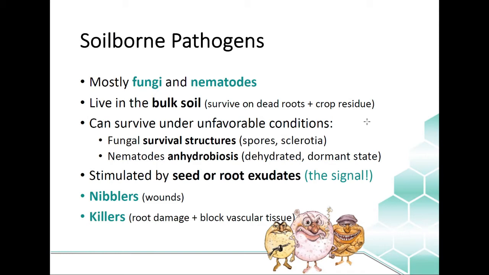And they also are stimulated by seed or root exudates, the same as the beneficial ones. So the root exudates are the signal that there's a food source. And then, as we discussed in the previous slides, you get two groups of pathogens: the nibblers making the wounds, and then the killers coming in, first of all damaging the roots so that the plant can't take up nutrients and moisture anymore, and then also blocking the vascular tissue, taking out the plant.